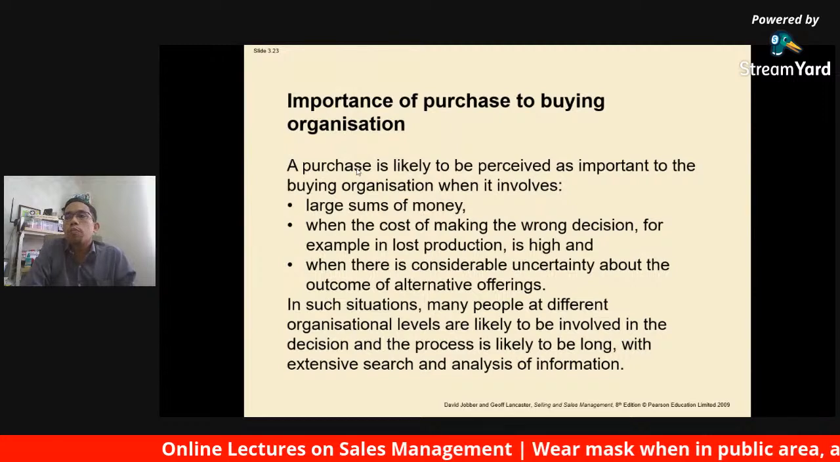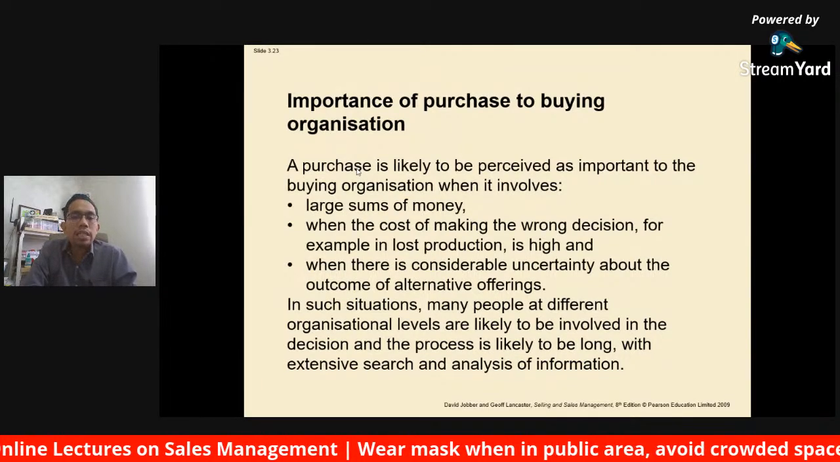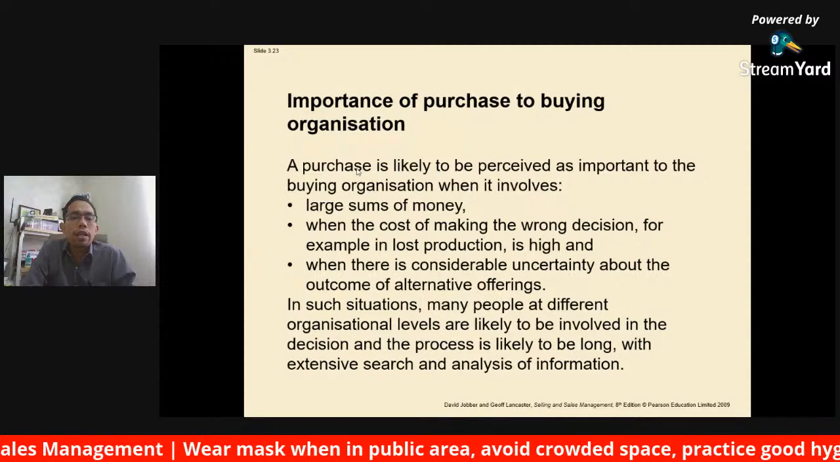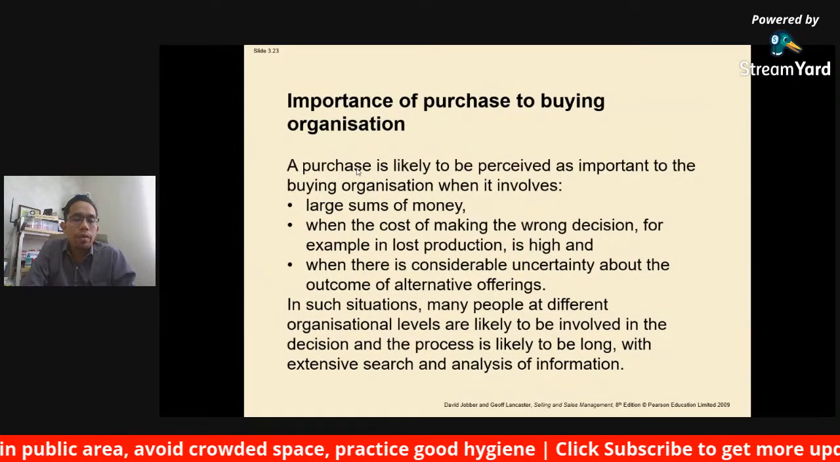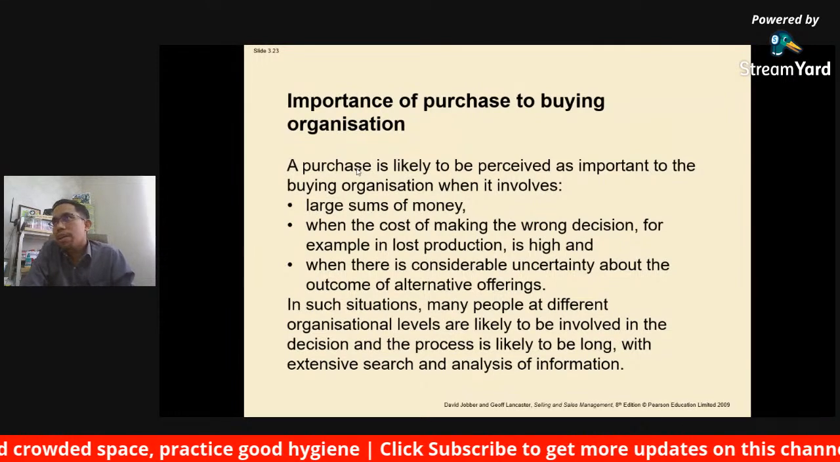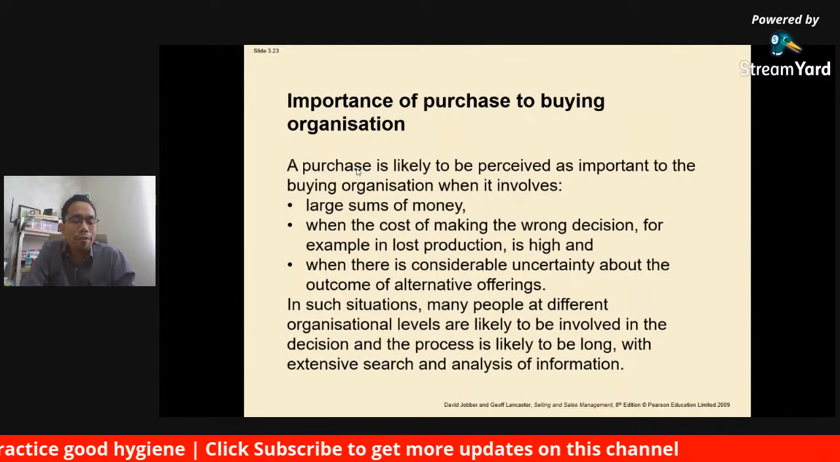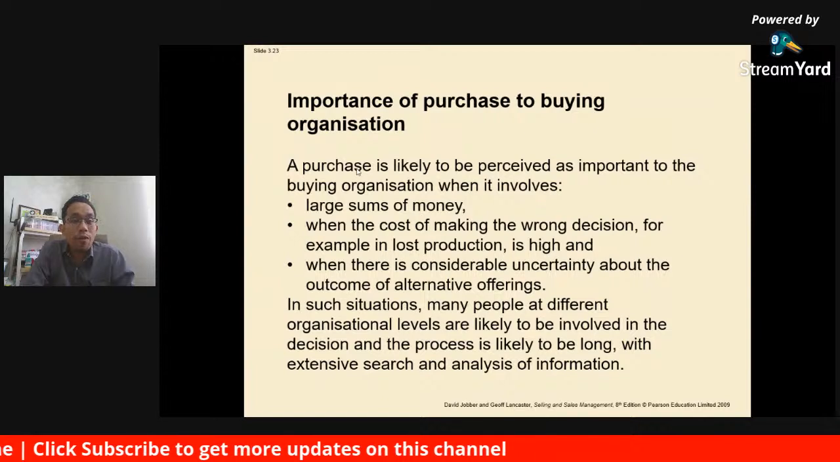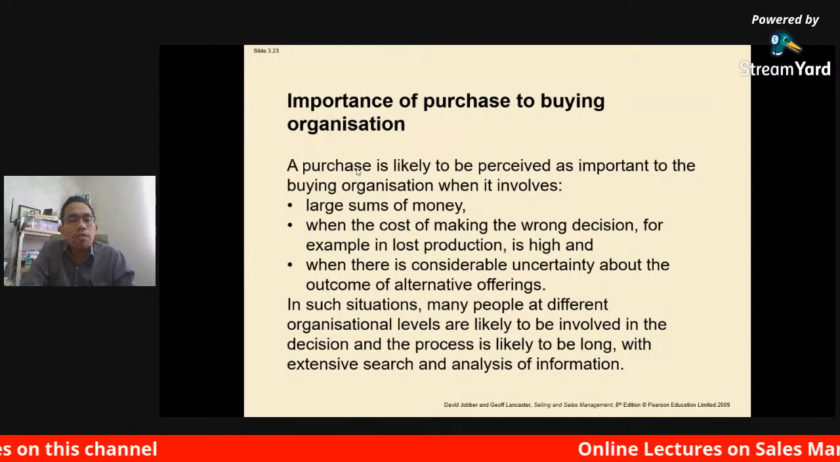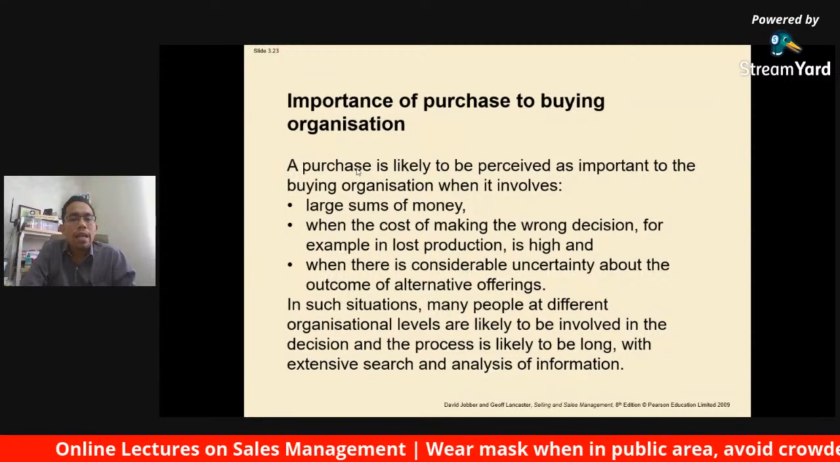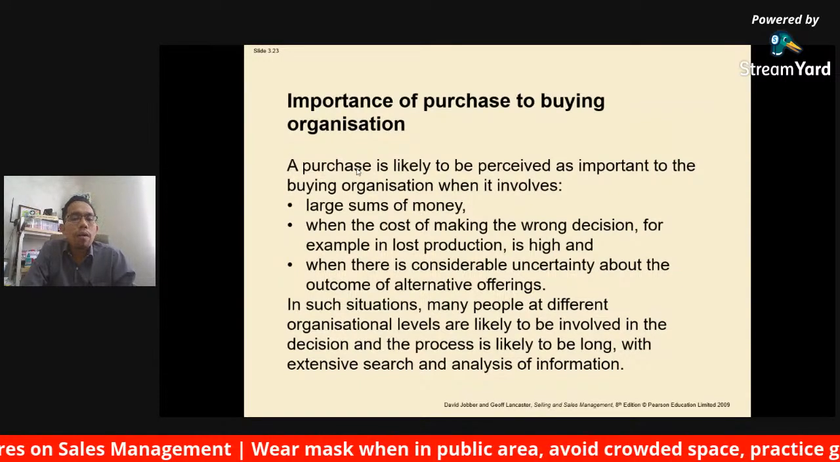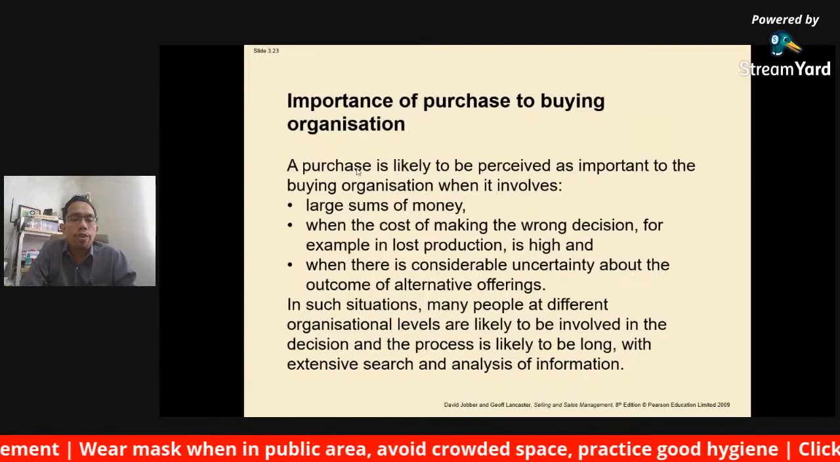Importance of purchase to the buying organization. A purchase is likely to be perceived as important to the buying organization when it involves a large sum of money. We don't invest just RM1 for a business purchase. Normally it involves thousands or hundreds. Also when the cost of making the wrong decision, for example, in lost production, is high, and when there is considerable uncertainty about the outcome of alternative offerings.